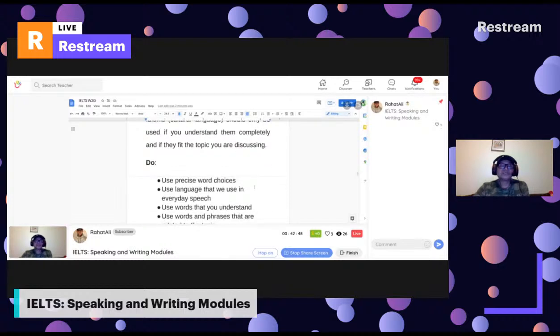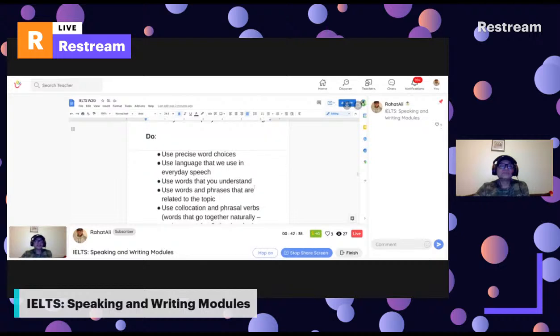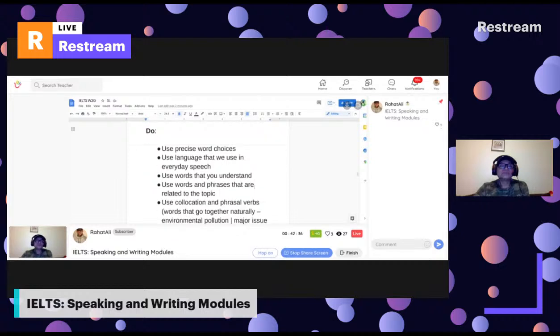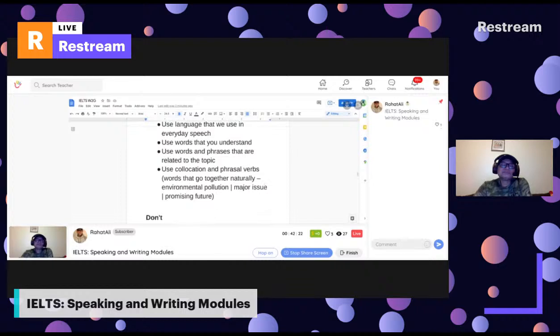Do use precise word choices. Use language that we use in everyday speech. Use words that you understand. Use words and phrases that are related to the topic. Use collocations and phrasal verbs, words that go together naturally. Environmental pollution, for example, major issues, promising future.